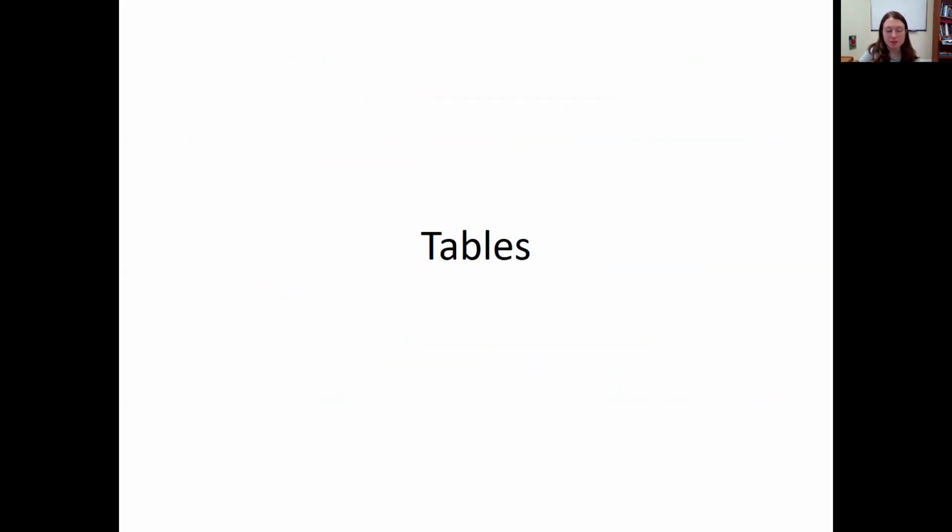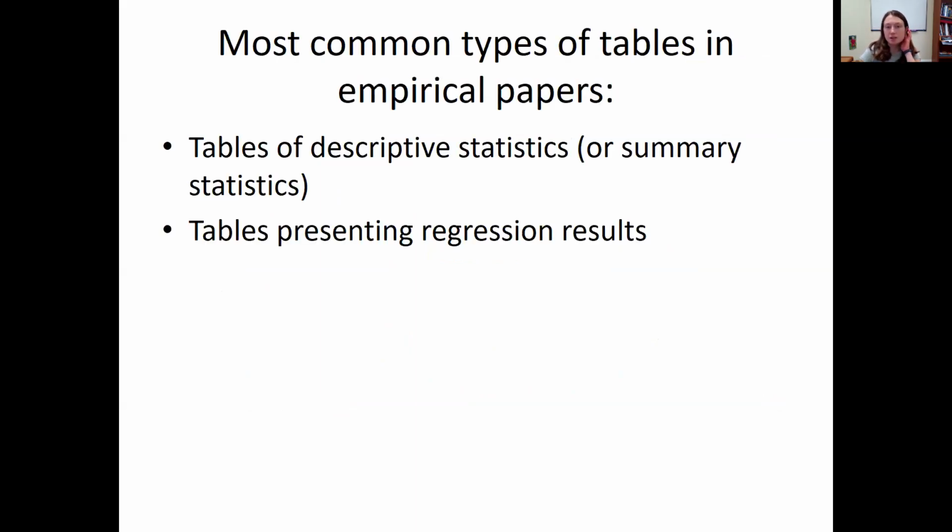Okay, so that was writing about numbers. A related thing is writing about and making tables. In most empirical economics papers, you're typically going to have two common types of tables. There's tables of descriptive statistics or summary statistics, and there's tables presenting regression results.